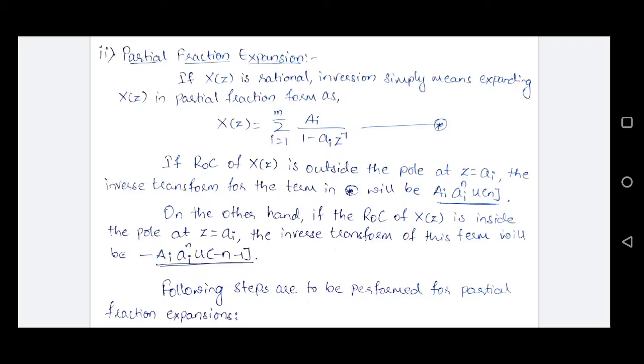Or if the region of convergence of the z transform is inside the pole at z equals a_i, then it has to be a left-sided sequence. So its inverse transform will be minus capital A_i small a_i to the power n u[-n-1], which represents the left-sided sequence.